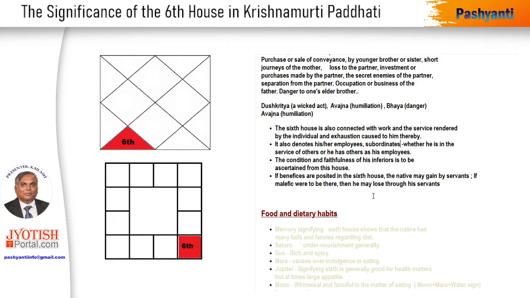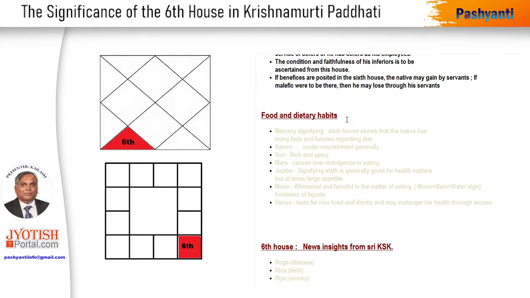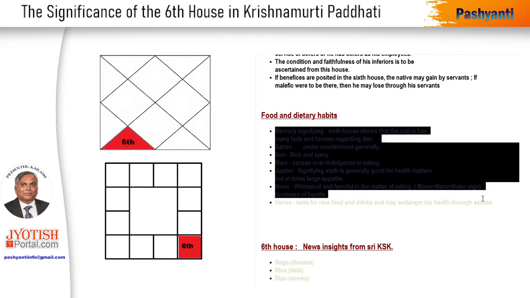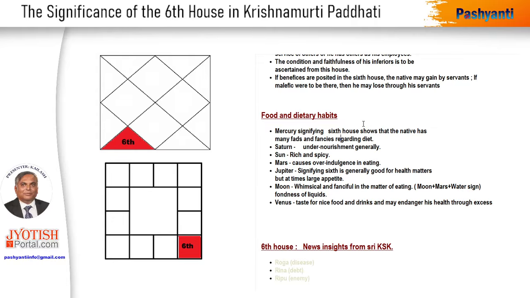And these 2 points are the same, the one that I mentioned to you. Now the sixth house also indicates food and dietary habits. Sri Krishnamurti has pointed out how each of these planets, when they signify the sixth house, tend to influence a person's food and dietary habits. So when Mercury is signifying the sixth house, the native has many fads and fancies regarding the diet.